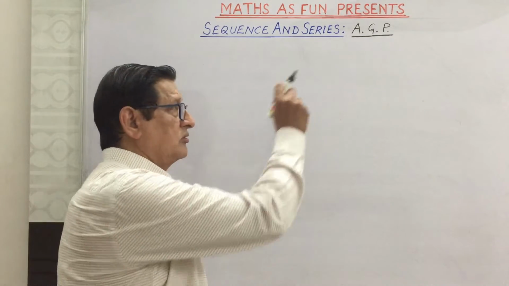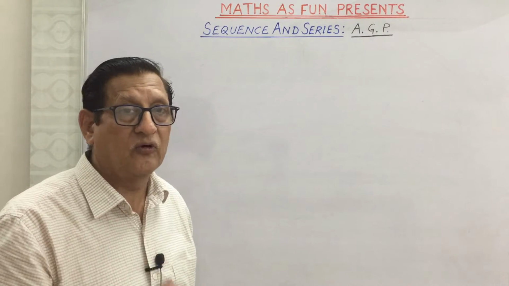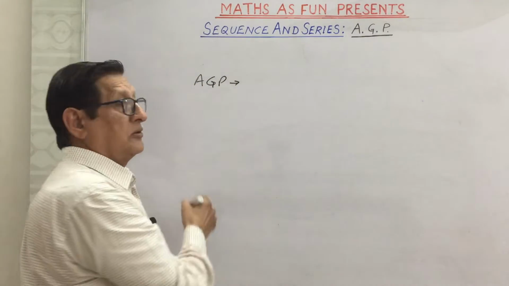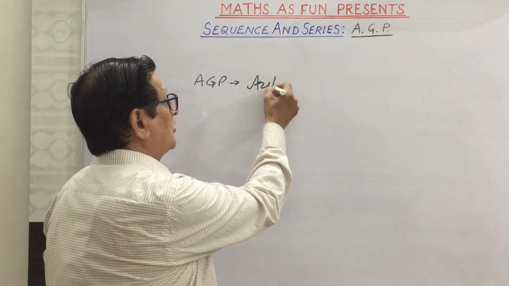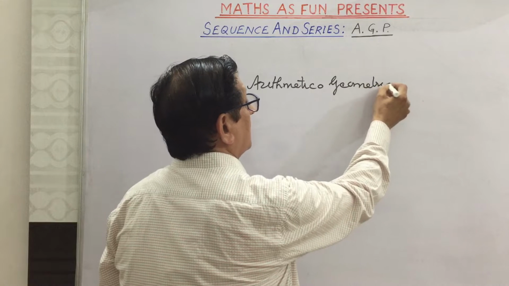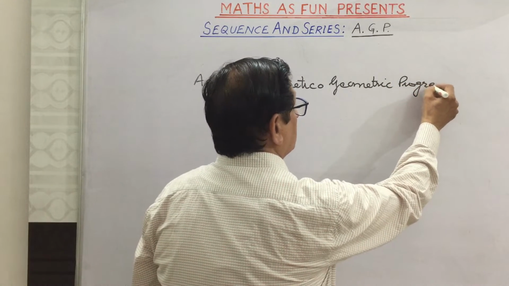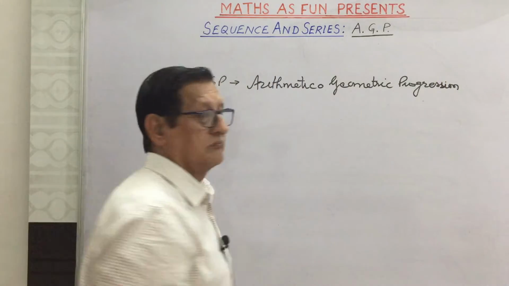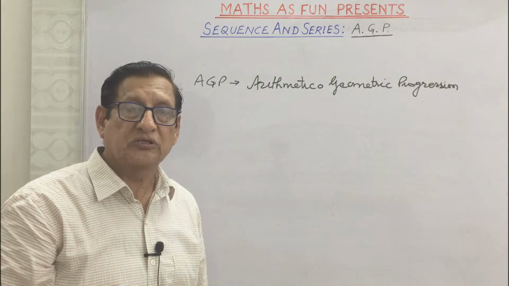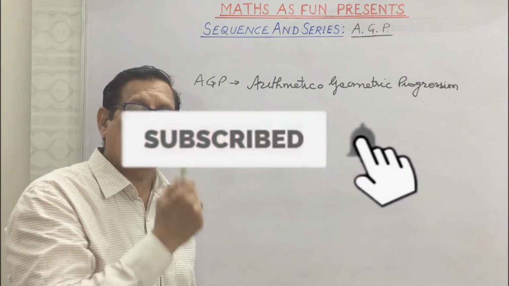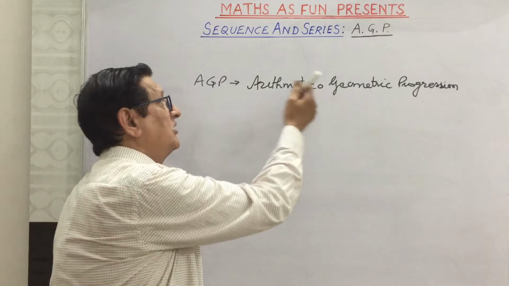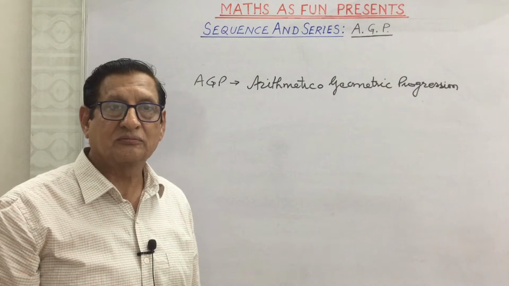Before we go to learn about AGP, we must know what the full form of AGP is and what it is. The full form of it is Arithmetico Geometric Progression. This is a combination of AP and GP, that is Arithmetic Progression and Geometric Progression. That is why the name is Arithmetico Geometric Progression.